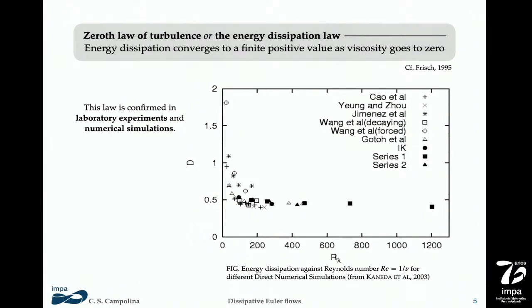So here we have a graph. Here we have the Reynolds number, and here we have dissipation. These points are several simulations. When we consider the dissipation along the Reynolds number, as the Reynolds number goes to infinity, we can see that the dissipation converges to a finite positive value. So it does not go to 0. This law is confirmed from lab experiments and numerical simulations. In this case, they are numerical simulations. The message here is that turbulent flows are dissipative.